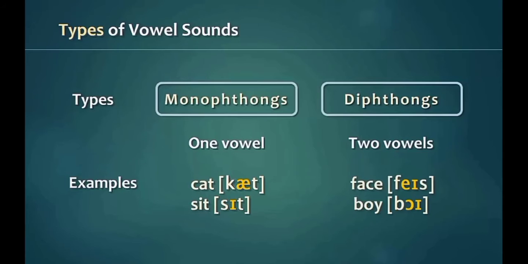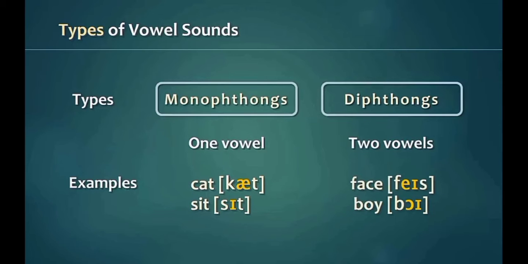There are two types of vowel sound: monophthongs and diphthongs. Monophthongs involve one vowel quality and diphthongs involve two vowel qualities. For example, cat, seat, face, and boy.